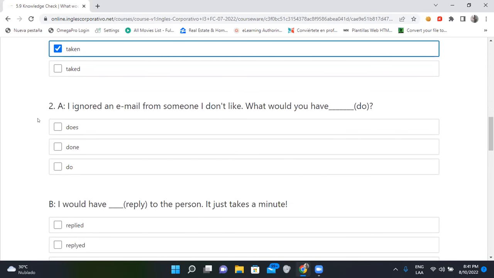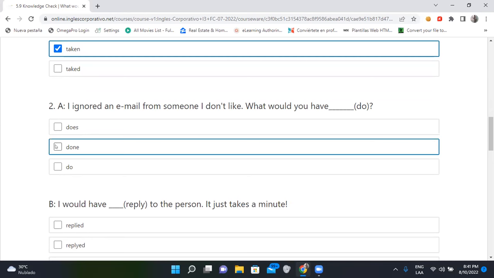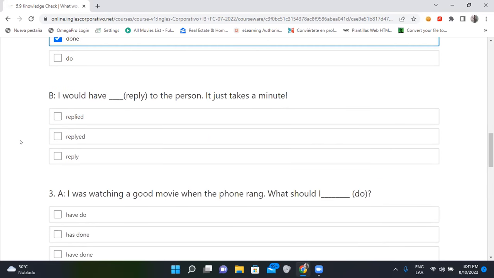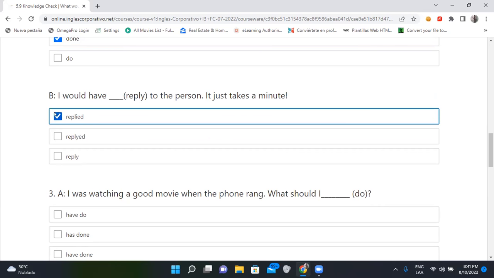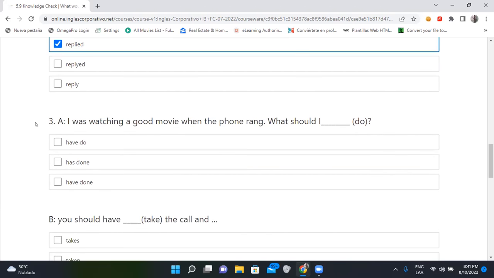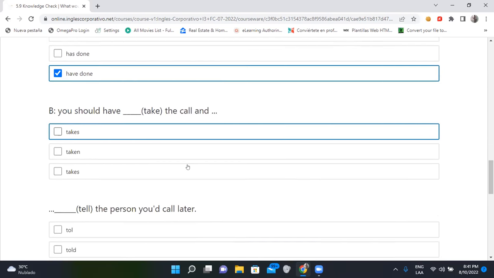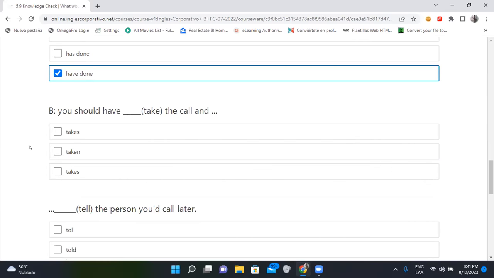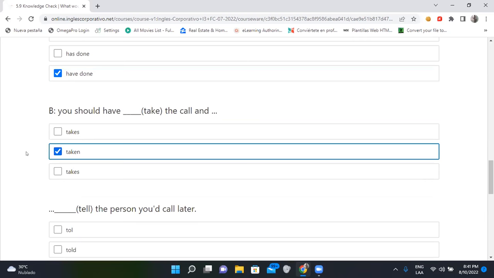Number two, I ignored an email from someone I don't like. What should you have done? I would have replied to the person. It just takes a minute. Number three, I was watching a good movie when the phone rang. What should I have done? You should have taken the call.